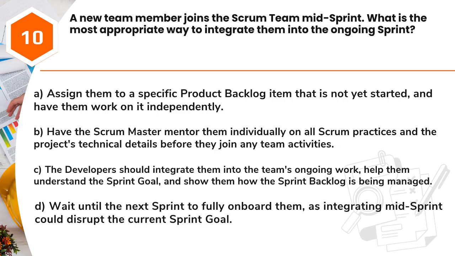A. Assign them to a specific product backlog item that is not yet started, and have them work on it independently. B. Have the Scrum Master mentor them individually on all Scrum practices and the project's technical details before they join any team activities. C. The developers should integrate them into the team's ongoing work, help them understand the sprint goal, and show them how the sprint backlog is being managed. D. Wait until the next sprint to fully onboard them, as integrating mid-sprint could disrupt the current sprint goal.